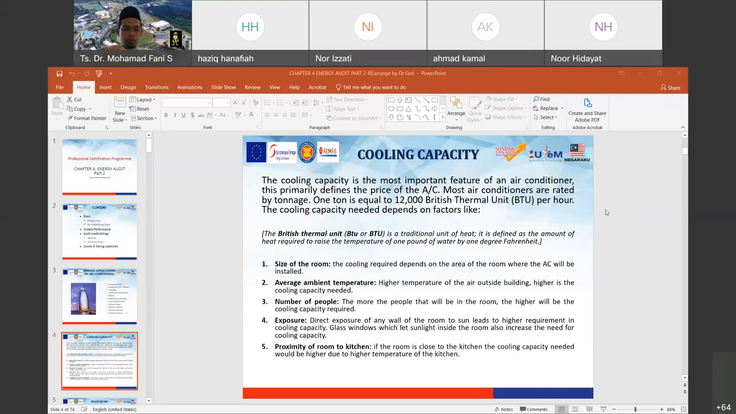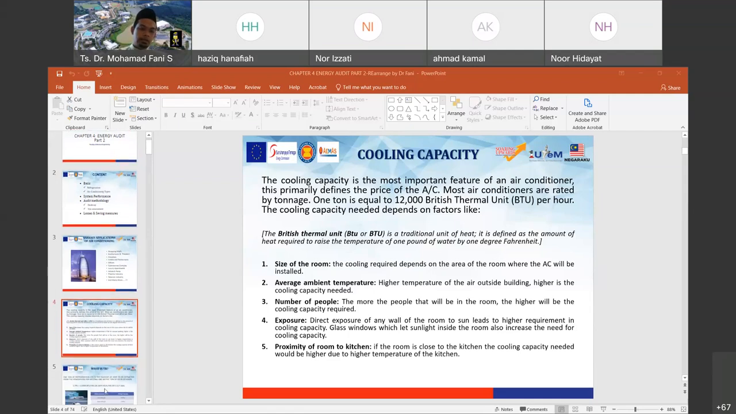Proximity of room to kitchen. If the room is close to the kitchen, the cooling capacity needed will be high due to the high temperature of the kitchen. Of course, if your room is next to the kitchen, the temperature inside the room will also get higher because of the effect from the kitchen. So the cooling capacity needs to be upgraded, or you need to have another value of cooling capacity in order to install the aircon system.